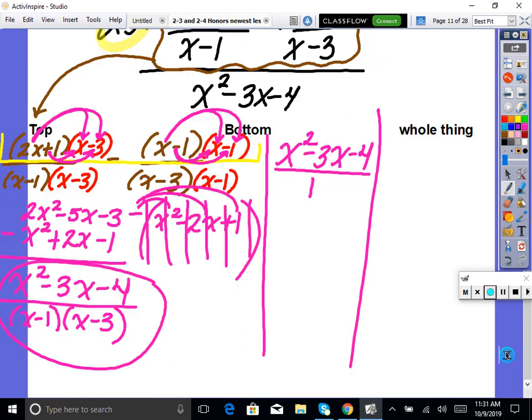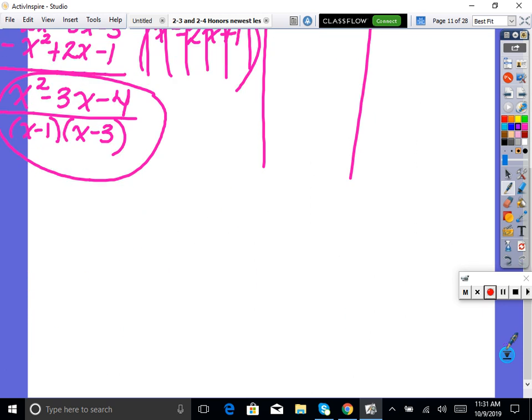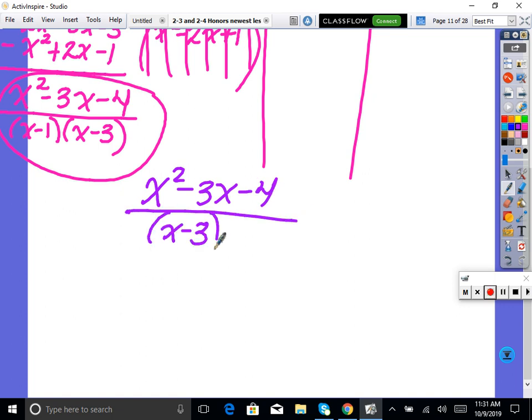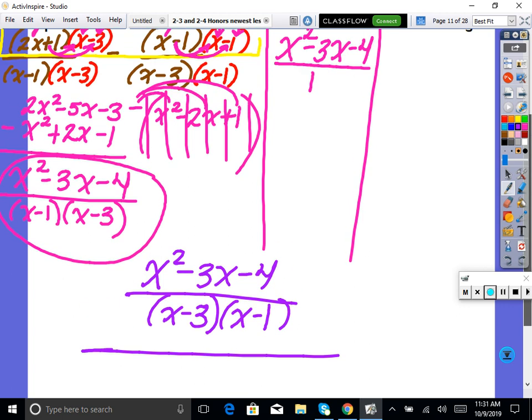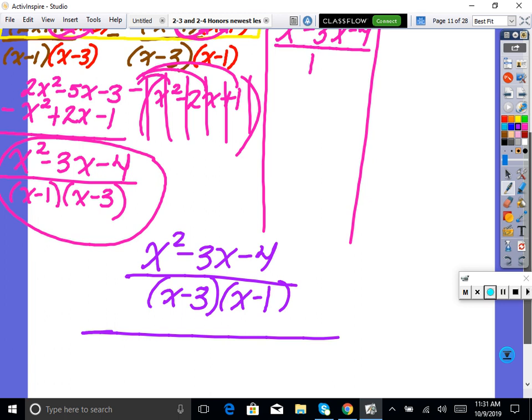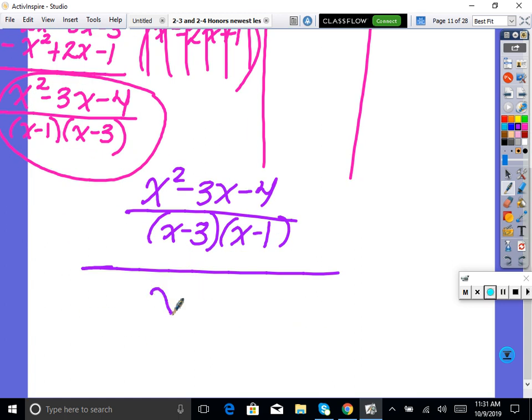Okay, sorry. I'm going to scroll down and write it down here. So on top, I have x squared minus 3x minus 4 divided by x minus 3x minus 1. And then that was divided by x squared minus 3x minus 4 over 1. So you guys see how if you save that factoring step for the last step, it might save you some extra work. But it wouldn't have been wrong.